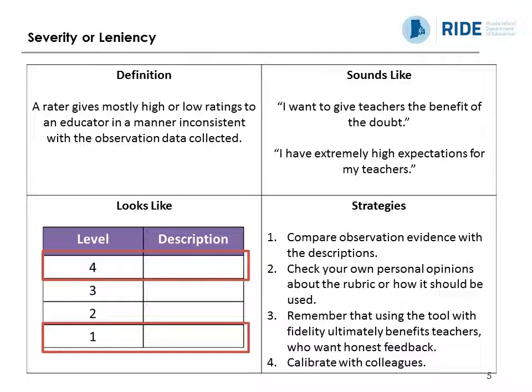The opposite of central tendency bias is severity or leniency in ratings. This occurs when a rater gives mostly high or low ratings to an educator in a manner inconsistent with the observation data collected. Sometimes we hear evaluators acknowledge that they want to give teachers the benefit of the doubt and maybe rate teachers higher than they should. Remember, the success of evaluation depends on fair, accurate, and meaningful ratings of practice. If you feel like you're being overly lenient or overly harsh, conduct a co-observation with one or more colleagues to check yourself.